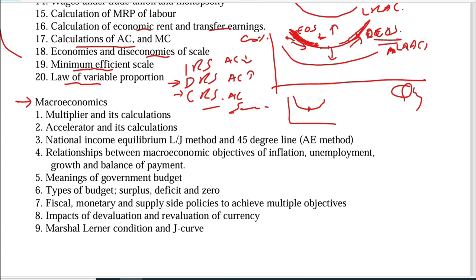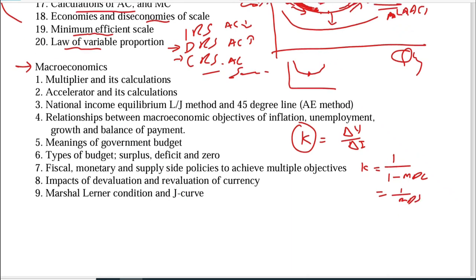So in macroeconomics, the examiner asks questions about the multiplier and its calculation as well. Multiplier is some constant value which shows that an increase in investment leads to a multiple times increase in national income. So multiplier is change in income over change in investment. And to find out the value of K, we have multiple formulas. In a two sector economy, multiplier is equal to 1 over 1 minus MPC, or 1 over MPS.